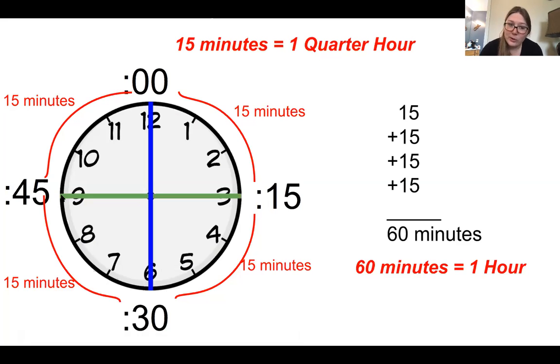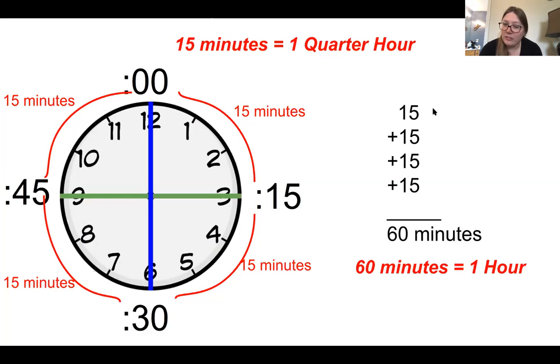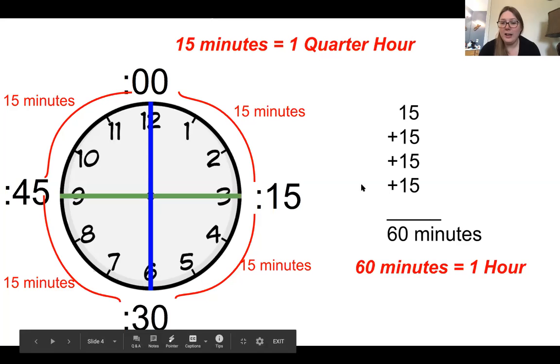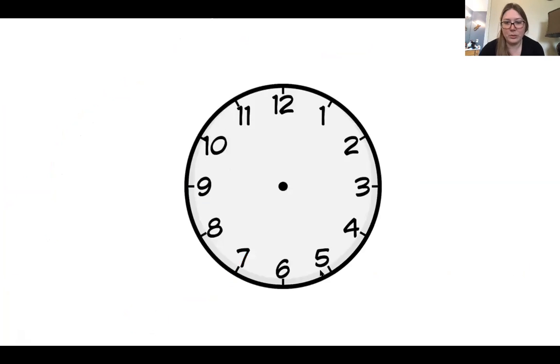And then our last quarter hour is 50, 55, 60. So there's 60 minutes all the way around the clock for our minute hand. And 15, our first quarter, plus 15, our second quarter, plus 15, our third quarter right here, and 15, our fourth quarter, makes 60 minutes. 60 minutes is 1 hour. So it takes an hour for our minute hand to go all the way around the clock.